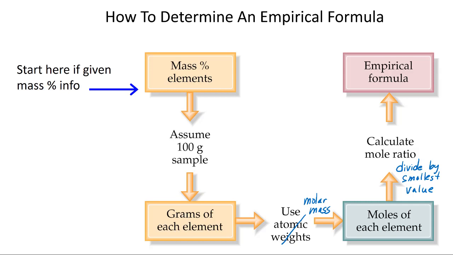If you're given mass percent information, start at the top left of this diagram. You assume the 100-gram sample and calculate the mass of each element in grams. Sometimes, if you're just given directly the mass information, you can skip that first step and calculate grams of each element. If you were given moles of each element, you could start even later in the process and start in the lower right-hand corner of the diagram.